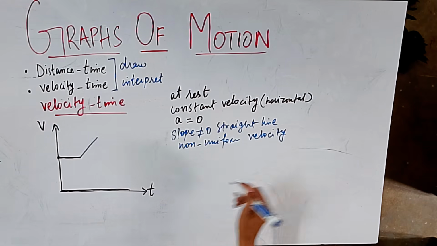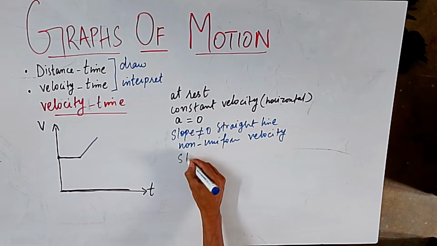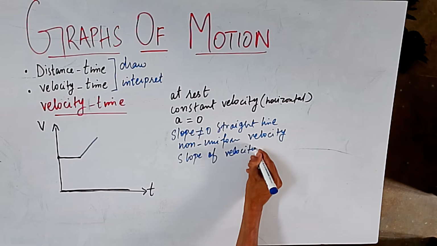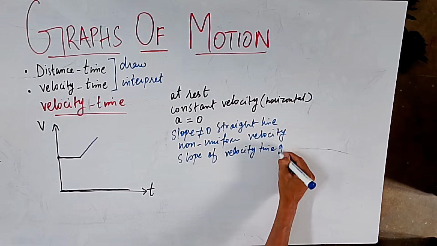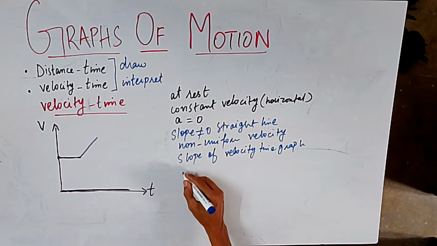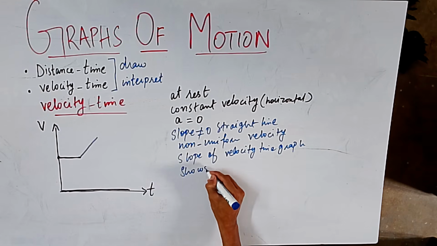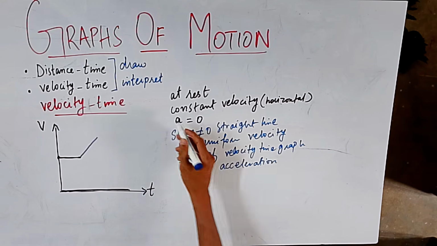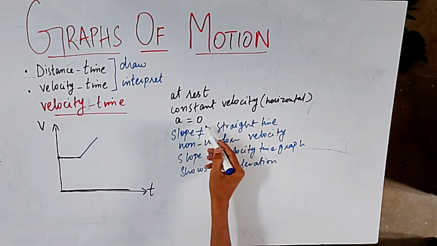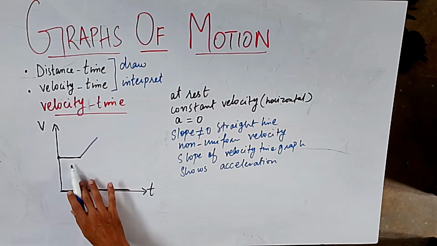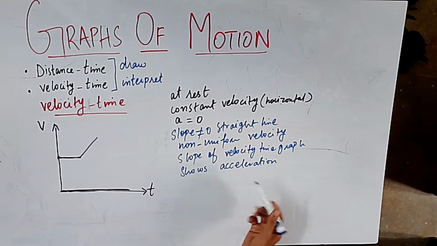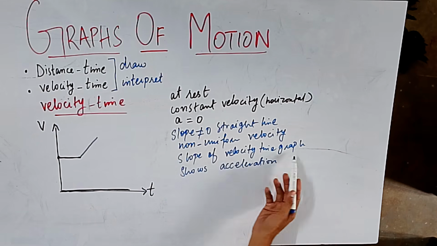So what does it mean? That the slope of velocity time graph shows acceleration. If there is no slope, it means there is no acceleration, as we have written in the first point. That constant velocity means acceleration is zero, and a horizontal line indicates that the slope is zero. But if there is some slope of the line, it shows that there is some acceleration. So the slope of a velocity time graph shows acceleration, right?